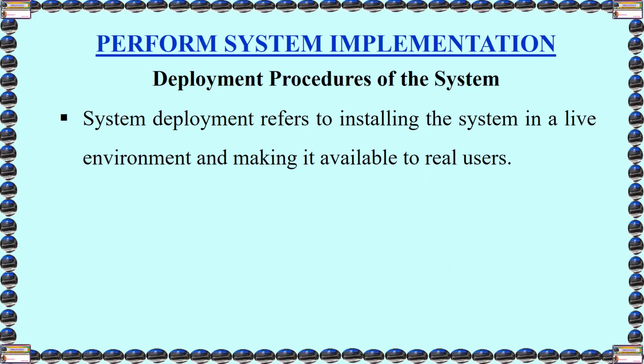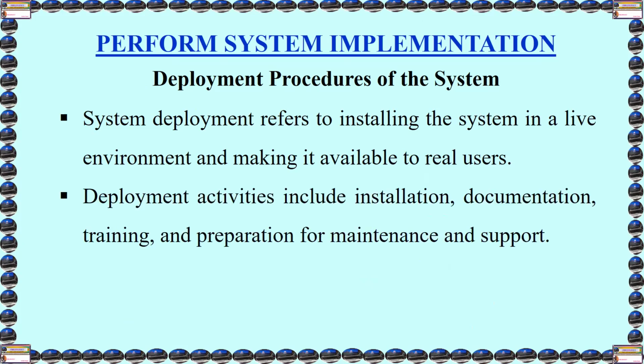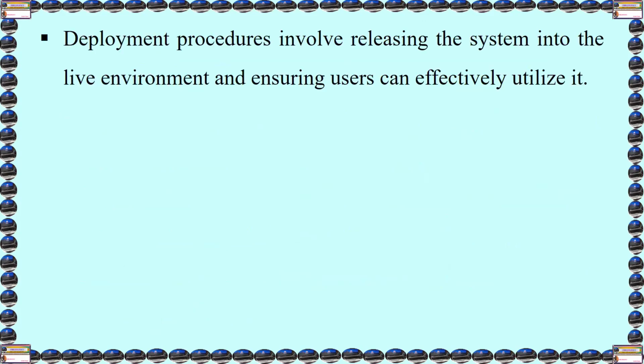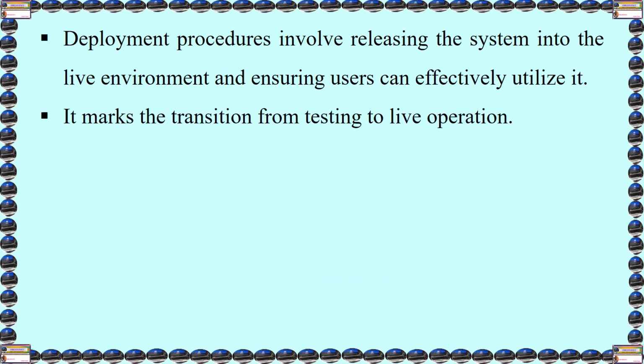System deployment refers to installing the system in a live environment and making it available to real users. Deployment activities include installation, documentation, training, and preparation of maintenance and support. The deployment ensures that the system is fully operational and usable by end users. Deployment procedures, therefore, involve releasing the new system into the live environment and ensuring that the users can effectively use it. It marks the transition from testing to live operation.